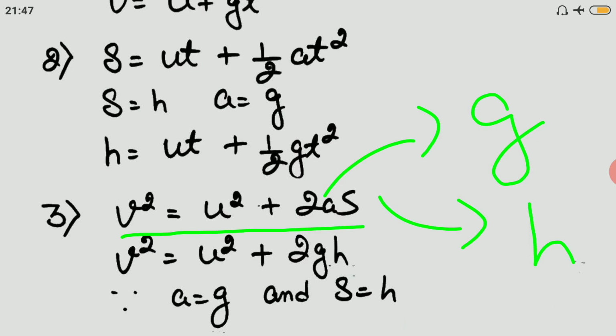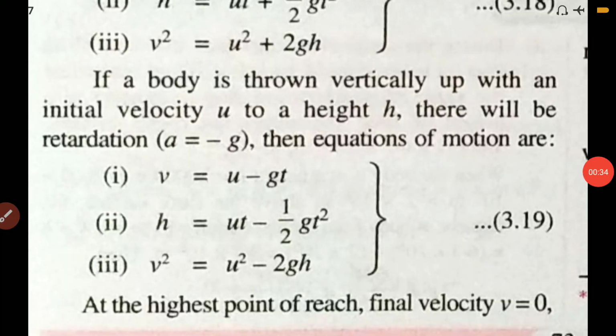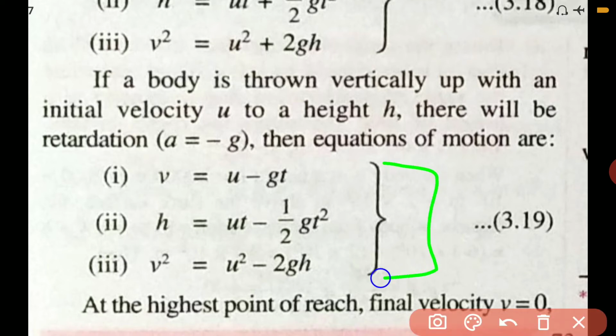Now coming to the third scenario. The third scenario is, if a body is thrown vertically up with an initial velocity u to a height h, there will be retardation, that is a equals minus g. Then the equations of motion will be this here. So again, let me explain how the equations of motion will take this new form.